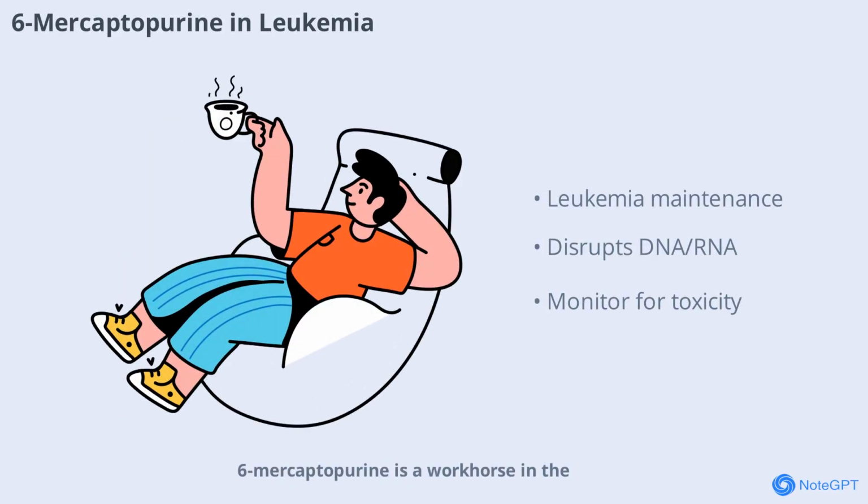6-mercaptopurine is a workhorse in the maintenance phase of pediatric acute lymphoblastic leukemia. It helps keep the disease in remission by disrupting DNA and RNA synthesis in any remaining cancer cells. Careful dosing and monitoring are essential to avoid toxicity, especially in patients with TPMT deficiency.